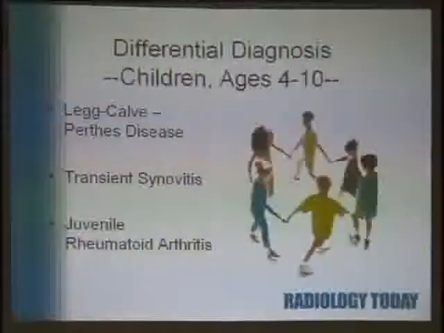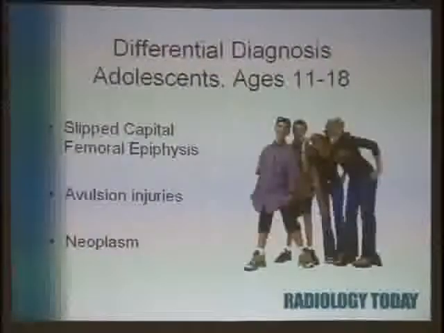Then as we move on to older children, that's when we start to see Legg-Calvé-Perthes disease. They can have a joint effusion, which in little boys is transient synovitis, and JRA starts to present. And then in bigger kids, we start seeing things related to pubertal issues, like I said, slipped capital femoral epiphysis, avulsion injuries, and neoplasms.